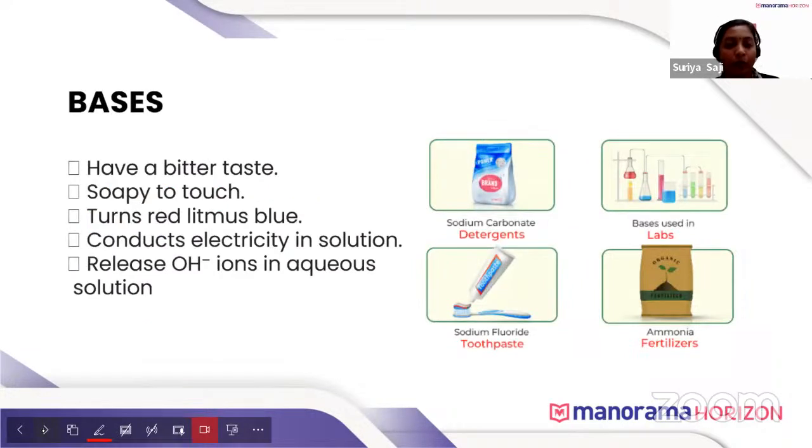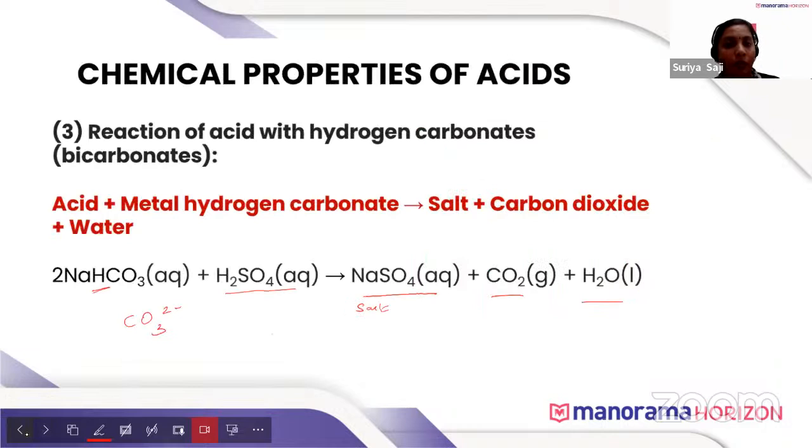Okay. So we saw the different properties of acids. Three properties we have seen: reaction of metals with the acids, then acids with the metal carbonates and metal hydrogen carbonates. If acid is reacting with metal, we will get hydrogen. If it is with metal hydrogen carbonate or metal carbonate, it is carbon dioxide.